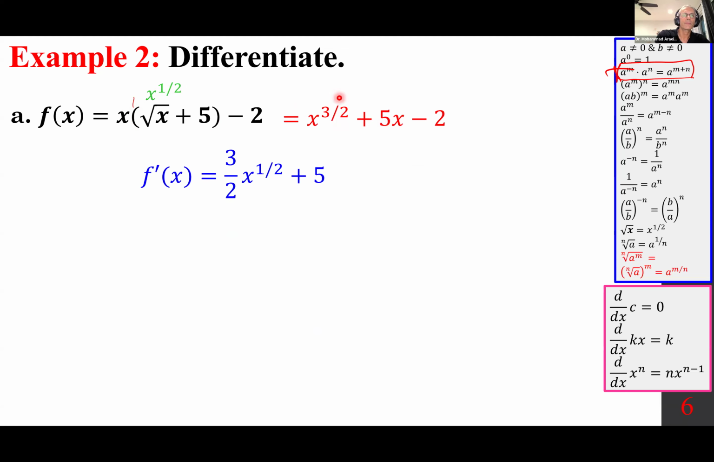So again, the first one, 3/2 is the coefficient, and then 3/2 minus 1. So just this one, I want to make sure we are comfortable with that, becomes 3/2 x to the power of 3/2 minus 1. And of course, x to the power of 1/2, we put it back in the same format, becomes 3/2 square root of x plus 5.